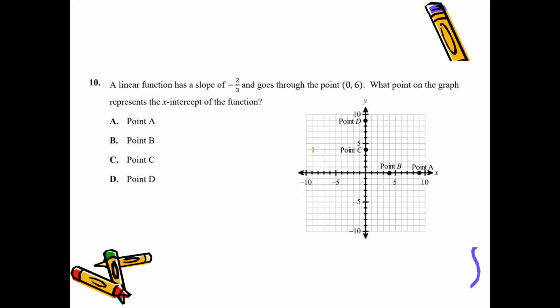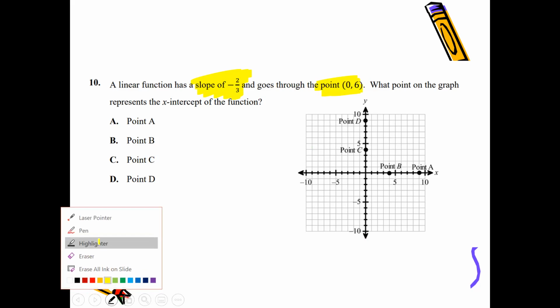All right, last question of the day, hopefully. Number 10. So read number 10, highlight the important information on there. Okay, so you have a linear function right here. It has a slope of -2/3. So that's the first hint. It goes to the point 0, 6. What point on the graph represents the x-intercept?